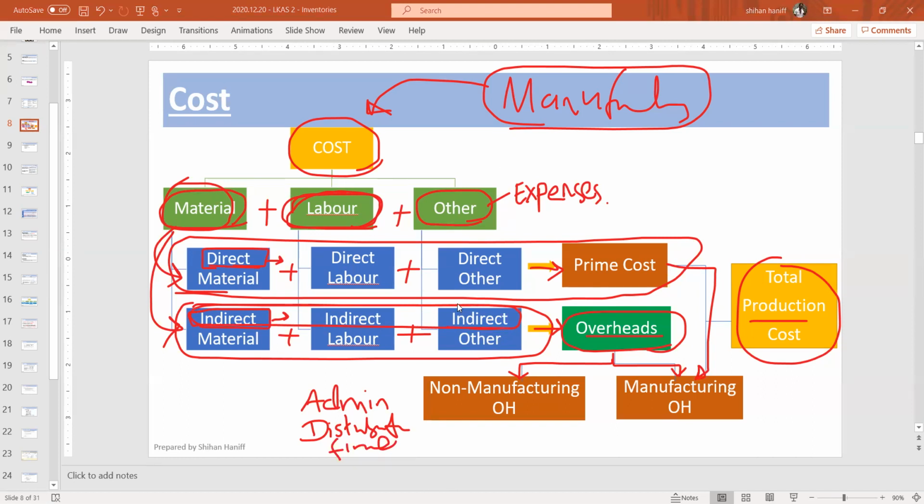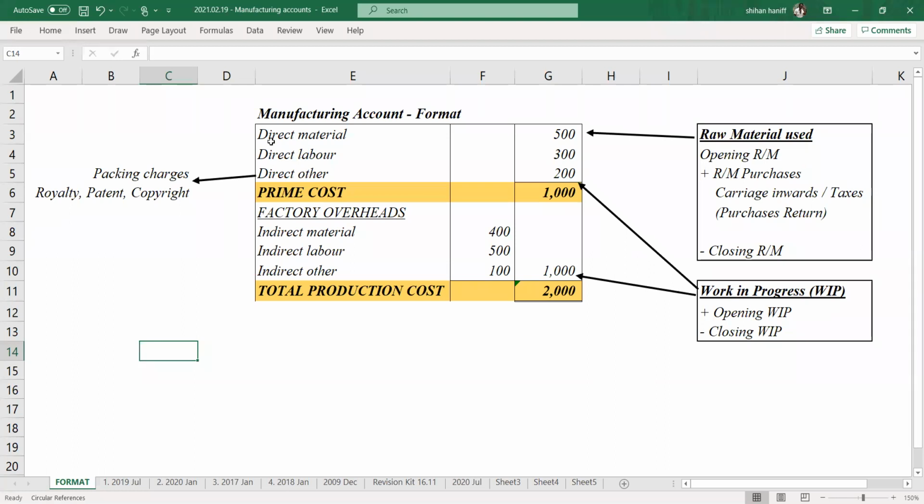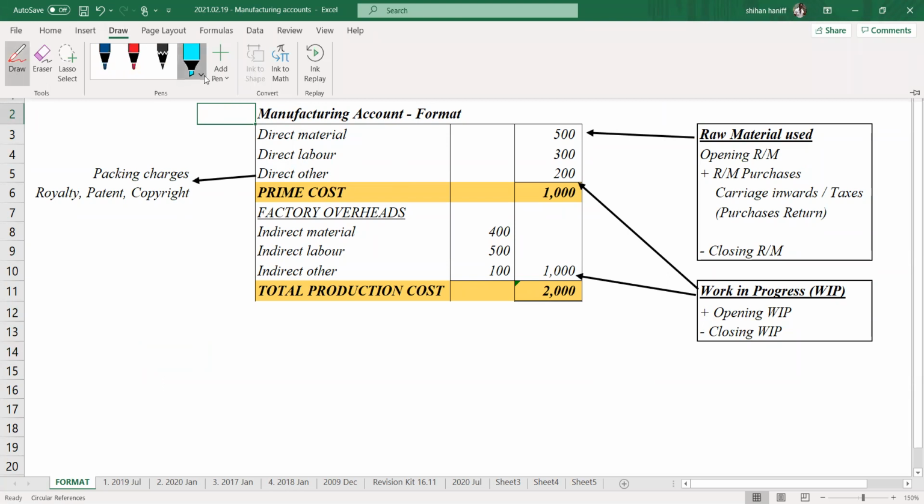Right. So we put this into a statement. If you put this into a statement, a basic format of manufacturing account can be prepared. So let me show the basic format of manufacturing account. Can you all write the main heading manufacturing account and draw this basic format. This is the basic format for manufacturing account.